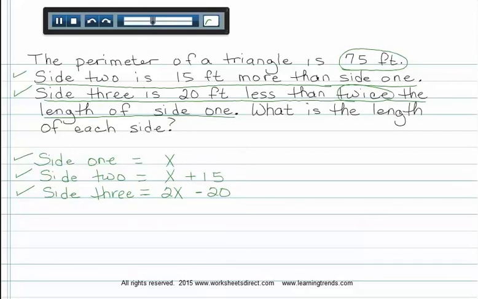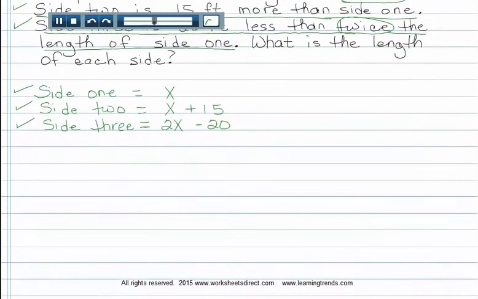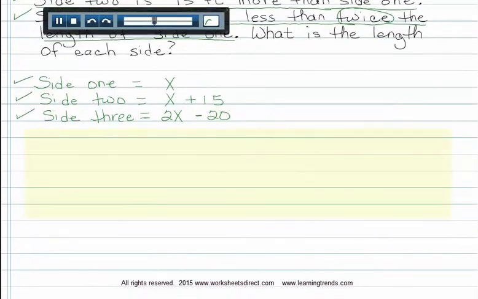The next step in solving this problem will be to write an equation. We're going to think about what it is that they're asking us to do, and that is to find the length of each side, and they're giving us the perimeter. Well, the perimeter of a triangle can be found by adding side 1 plus side 2 plus side 3. We'll go ahead and just substitute the information in. 75 feet is the perimeter.